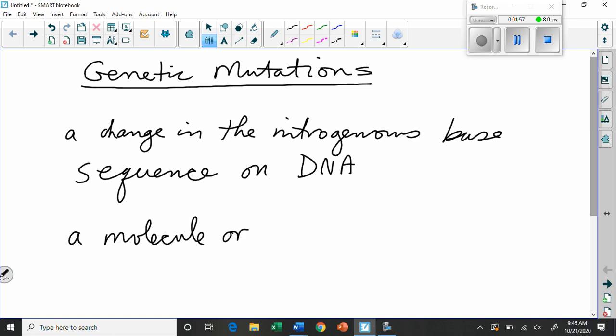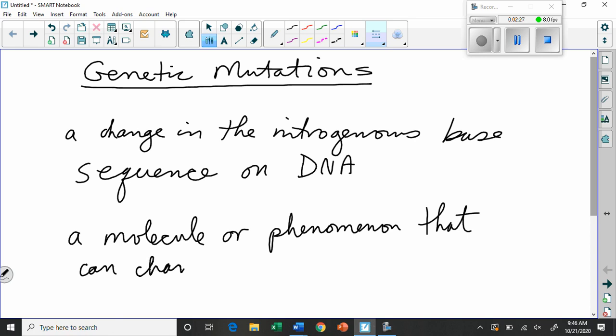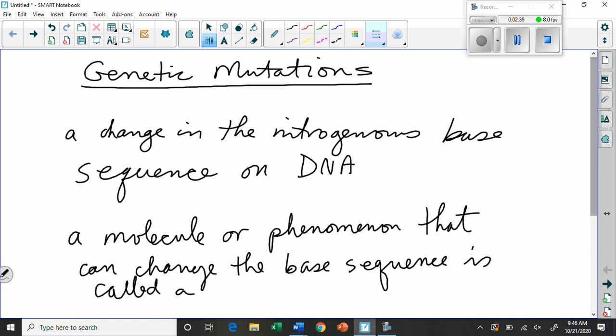So a molecule, or I guess we could say a phenomenon, because there are things like ultraviolet light that can do this, that can change the base sequence, is called a mutagen.